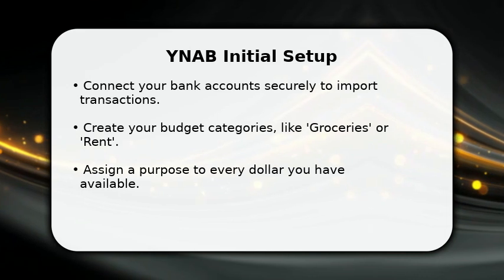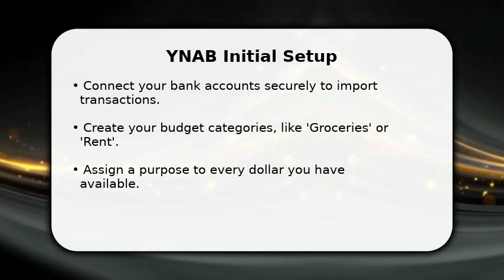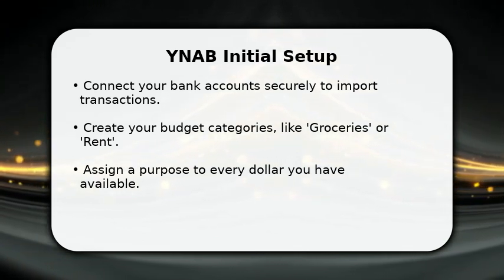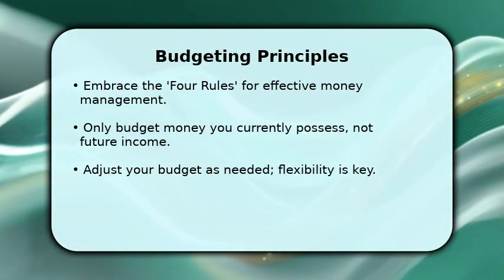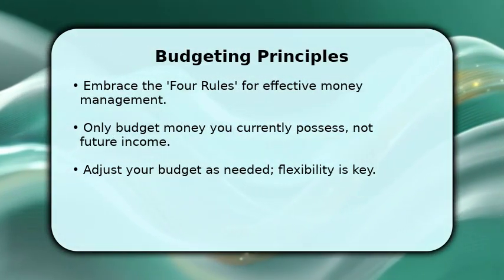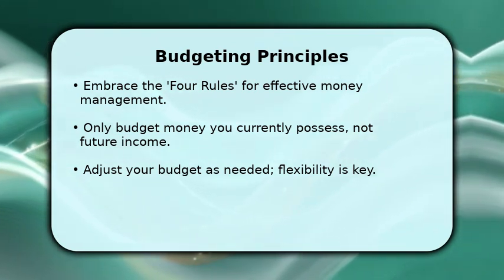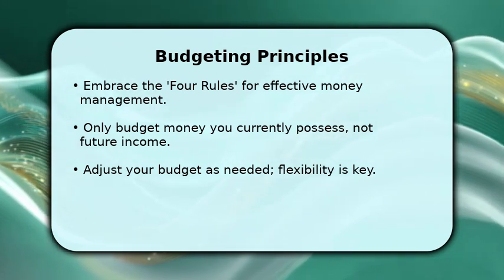The core principle is to give every dollar a job, ensuring you know exactly where your money is going. Start by funding your immediate needs, then allocate funds to your savings goals. YNAB operates on 4 simple rules that guide your financial decisions. Crucially, you only budget money you currently have, not income you expect to receive later. This prevents overspending and keeps your budget realistic.